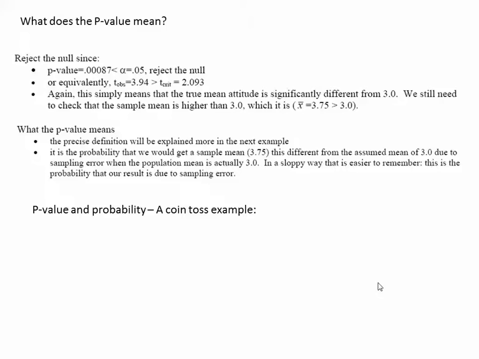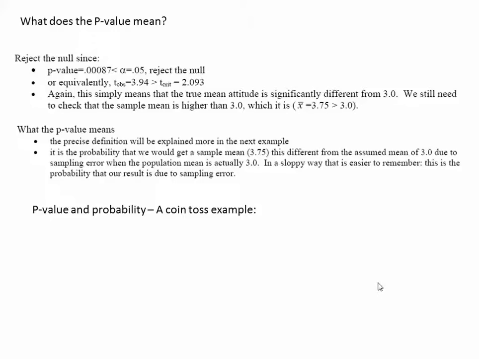This is the same as finding that our t-stat is 3.94, which is greater than our t-critical. Again, this simply means that the true mean attitude is significantly different than 3. We still need to check that the sample mean is higher than 3, but we can see that 3.75 is greater than 3, so that's why we would reject the null hypothesis and say that the evidence does support the claim. So what does this p-value mean?